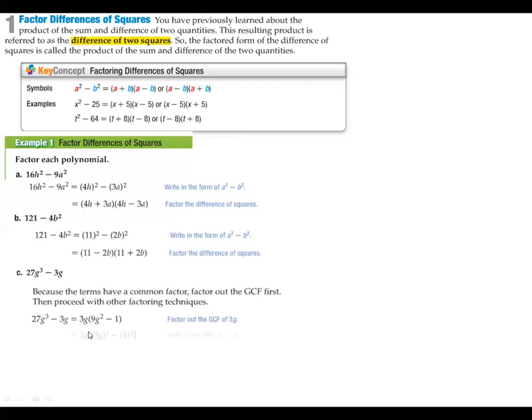So you could write this as 3g quantity, and then inside the parentheses here is a difference of squares. You could think of 9g squared as the quantity 3g squared minus 1 squared. So 3g is going to play the role of a, and 1 is going to play the role of b. So you would have 3g minus 1 times 3g plus 1. But don't forget to multiply by that factor of 3g that you factored out way at the beginning up here.